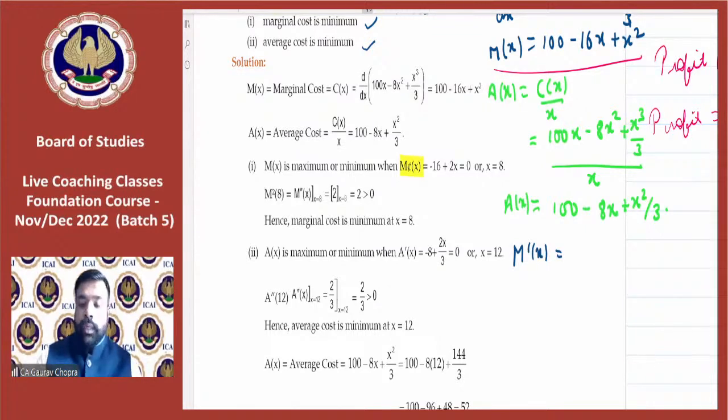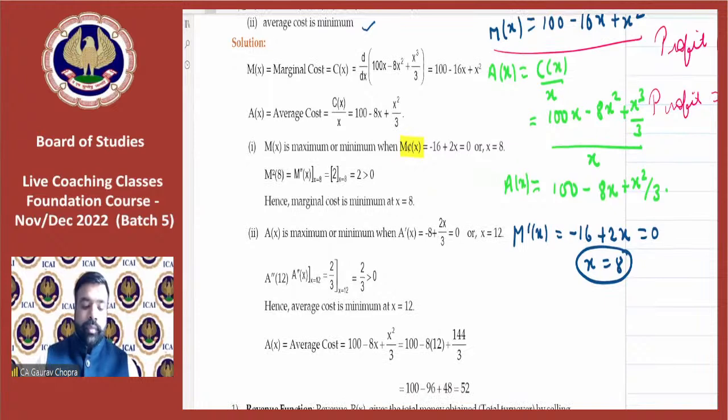Now, whenever we calculate the derivative, it becomes minus 16 plus 2x. And now we can equate it with 0. We can find out the value of x as 8. The value of x comes out as 8. Now we can check whether it is correct or not.